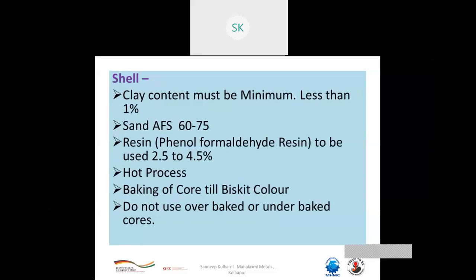Then we go to shell core. Here the clay content must be a minimum, 1% again. Here the sand AFS is higher, 60 to 75, to get a good surface finish, because most of the people are using shell core to have better surface finish. So your sand AFS is always on the higher side. Resin normally is phenol formaldehyde resin, used at 2.5 to 4.5%, which is the normal range people are using. Then it is a hot process, as we all know.